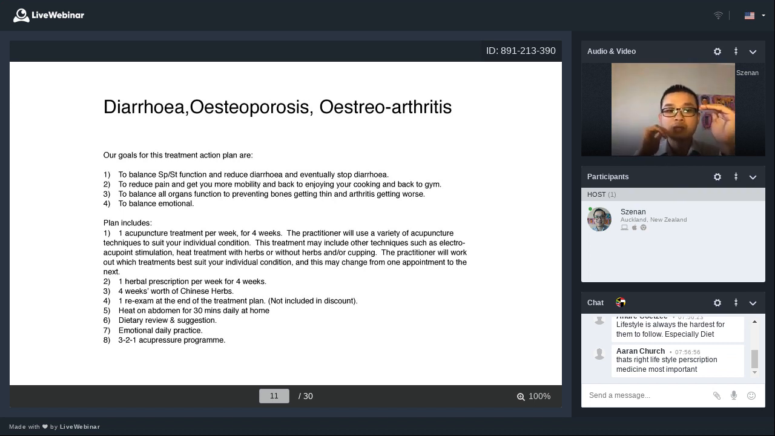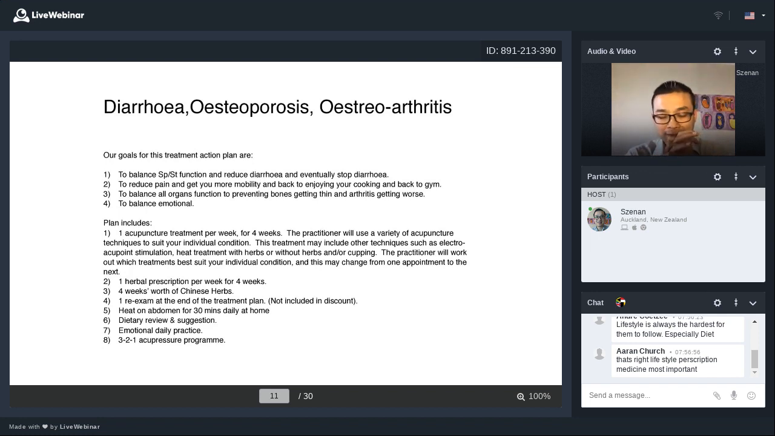With my treatment, when my patients change the diet and watch the diet and do well with it, I can see a big difference. They can quickly go through, and within 1 month they'll get very good results. Same as the others, emotional daily practice and 3-2-1 acupressure program. So I actually introduce them to some acupressure points.